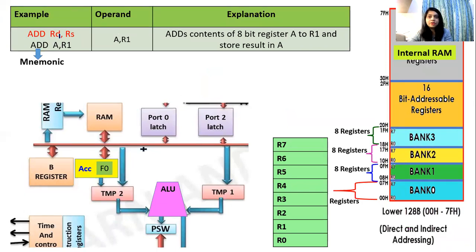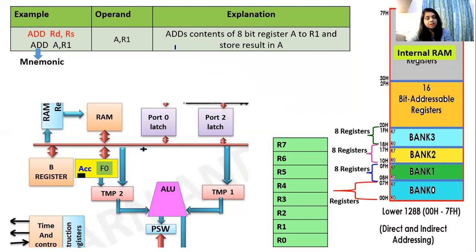RD stands for destination register and RS stands for source register. The example is given with registers, that is add A comma R1. A stands for accumulator register. We know that in 8051 microcontroller there is a register, that is the accumulator register, that is ACC. We can also write A for accumulator. What is R1? R1 is a register.